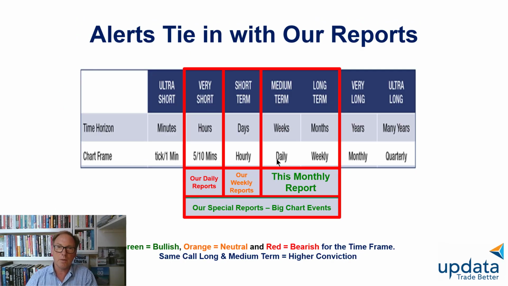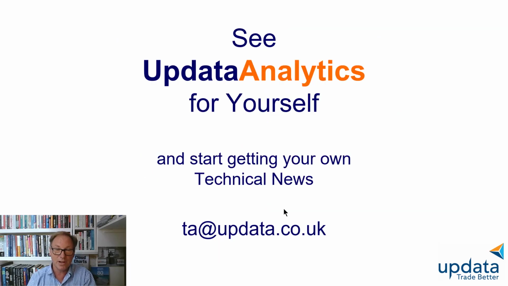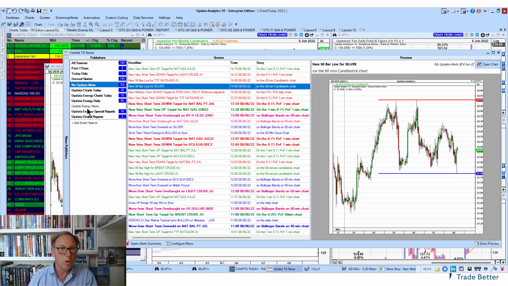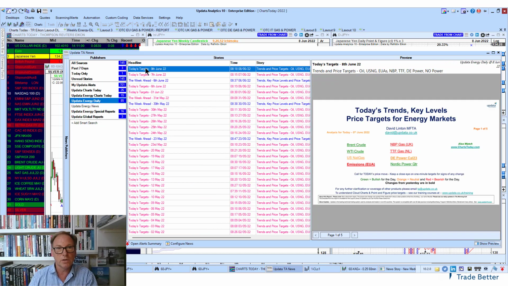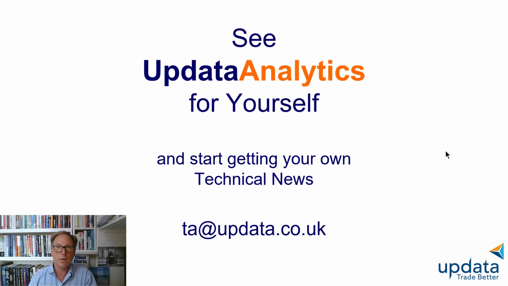The alerts tie in with our reports, where we do the long-term monthly reports, our weekly reports, our daily reports, and our special report events. So we put out a report on US nat gas, for example, because that's breaking to new highs. And on the daily reports, it's really key because we might get a change in the day, and that's where the alerts keep up with those reports. So just remember to keep an eye on those reports. When you look at Energy Daily, you can look at the report, see the report for yourself, and all the reports are there, and that's how it matches in.